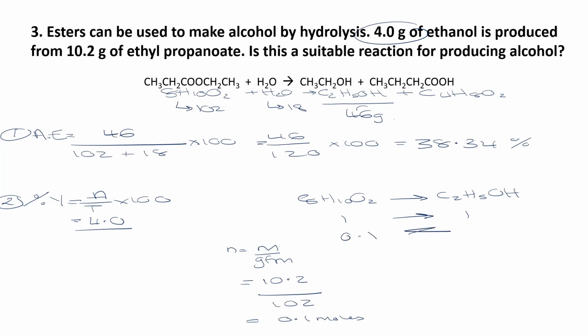If we use this to do a mole ratio, we find that we have 0.1 moles of our product, my apologies. We can therefore calculate the mass that would theoretically be produced using the number of moles times the gram formula mass. And this would give us a mass of 4.6 grams. Substituting this value into our percentage yield calculation, we can see we now have 4 divided by 4.6 times 100, and this gives us a percentage yield of 86.96%.